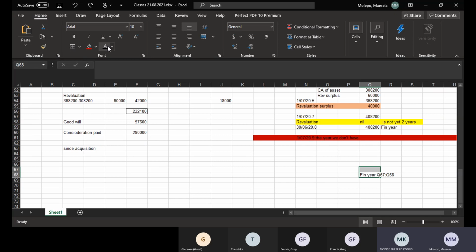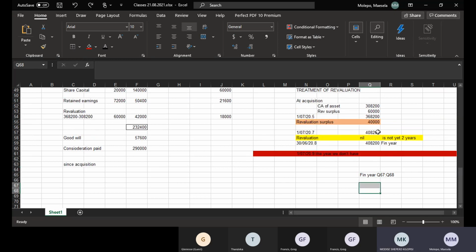Do you see it from our pre-adjustment trial balance? The one for B Limited, as at 30 June 2007. Oh, okay. Yeah, it's sitting on 48200. So since it's sitting on 48200, we assume that this balance was the same balance on 1 July 2007 when the actual revaluation was done. So you're going to say the 48200 minus the previous revaluation, which is 368,200.